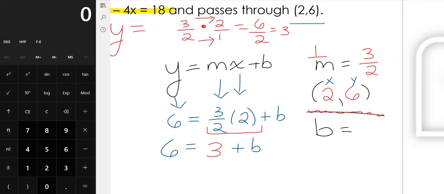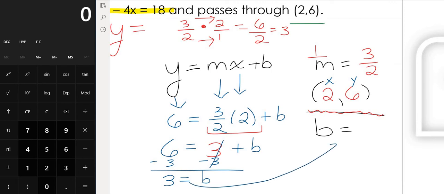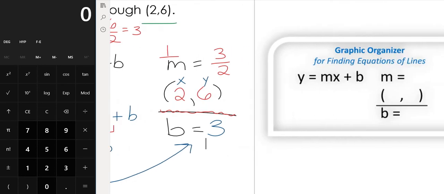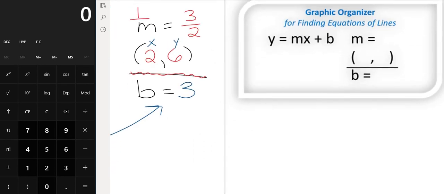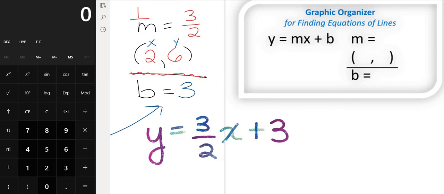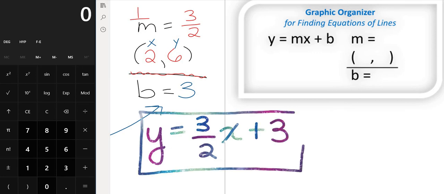Now we need to get b, so we need to get rid of that 3. Subtract 3 from both sides. 6 minus 3 is 3. And that leaves you with b. Bring that into your graphic organizer. Now we have solved for b, so we're ready to state our final answer. Our final answer needs to be in y equals mx plus b format. So our final answer is going to be y equals, our slope we figured out is 3 over 2, x, and now our b value, our y-intercept, is positive 3. And we're done.